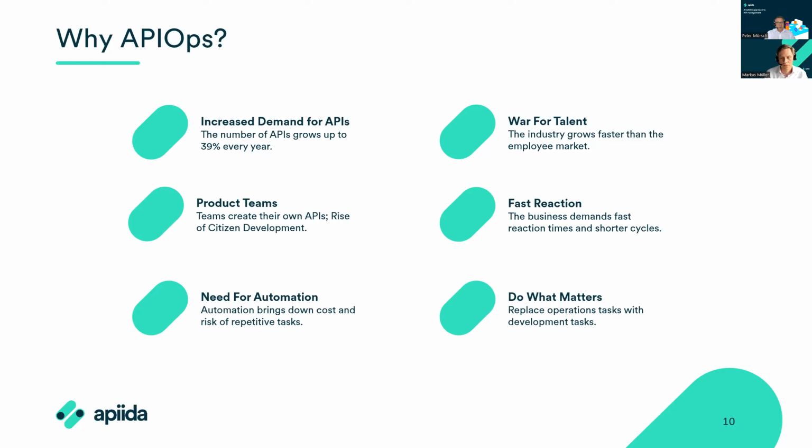Do what matters, already talked about this one. If you would like to develop APIs, then automate everything else. This brings me to the next slide, where we talk about the race. Can you switch to the next slide?